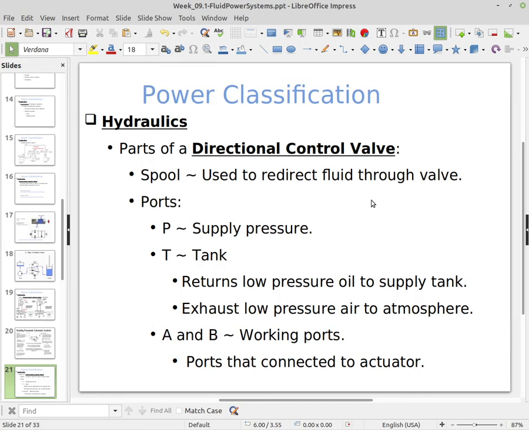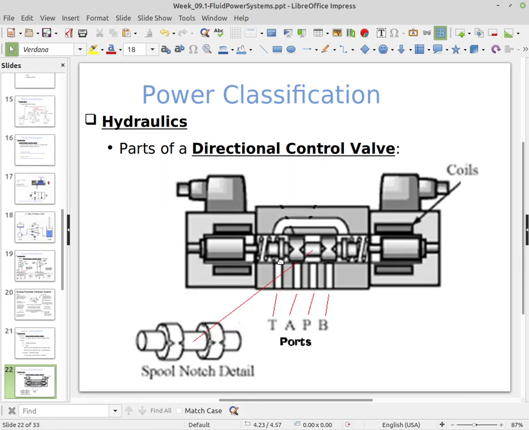Alright, so our key parts of the hydraulic system. We have our directional control valve, which we were just discussing. We have our supply pressure, P. We have the T for tank, and E for exhaust. Exhaust means that you're releasing that back into a tank. And then A and B are the working ports that are going to be connected to the actuator device.